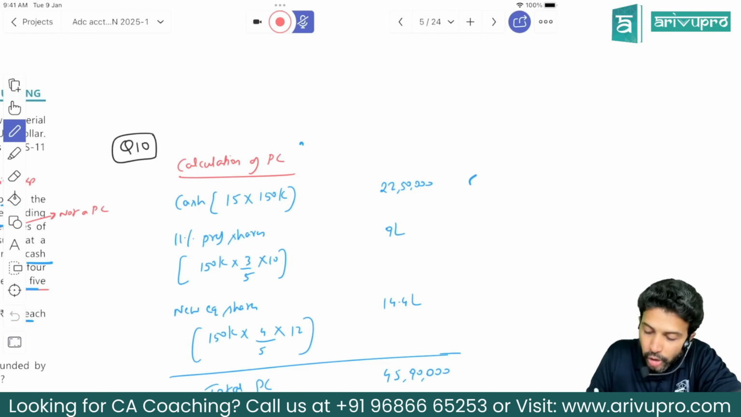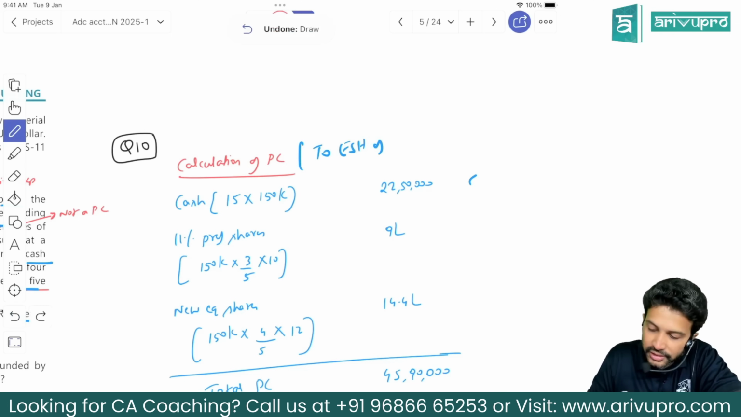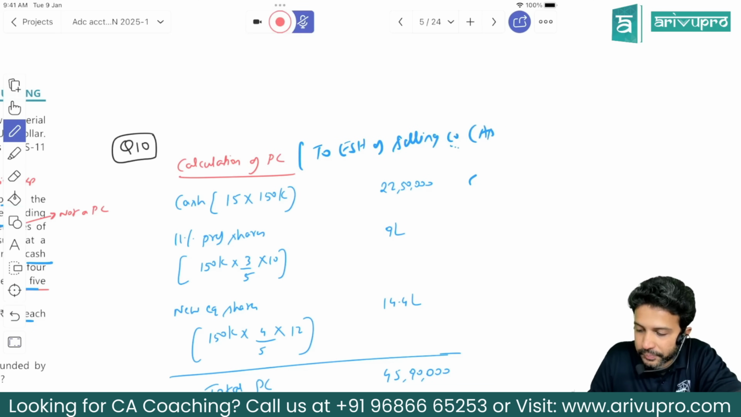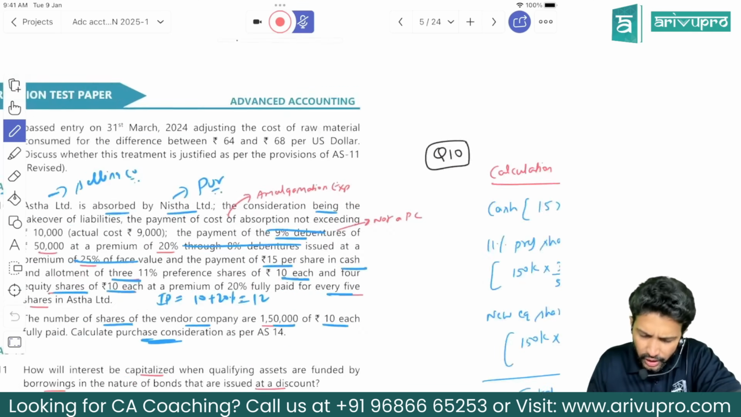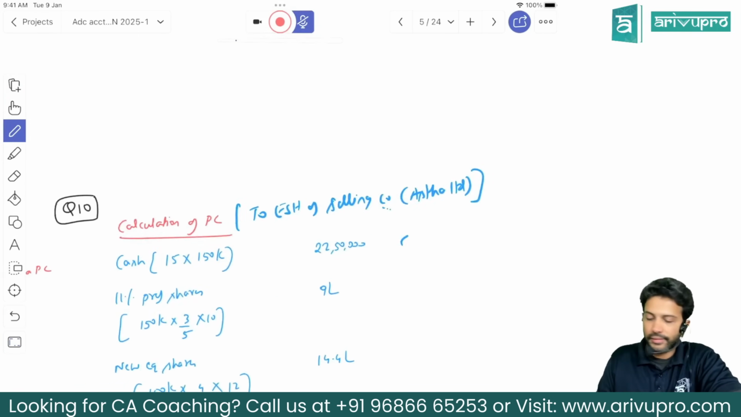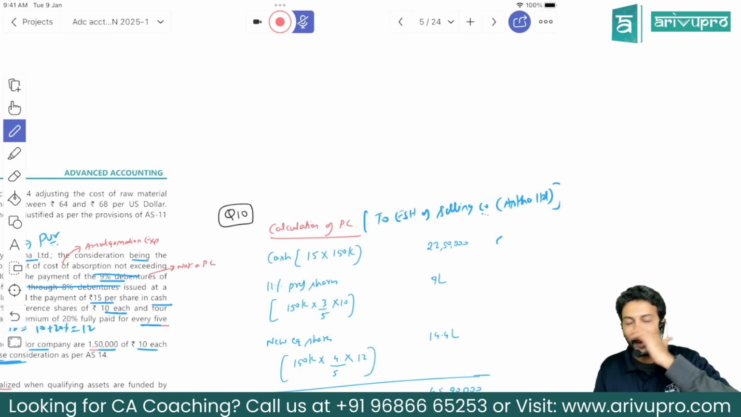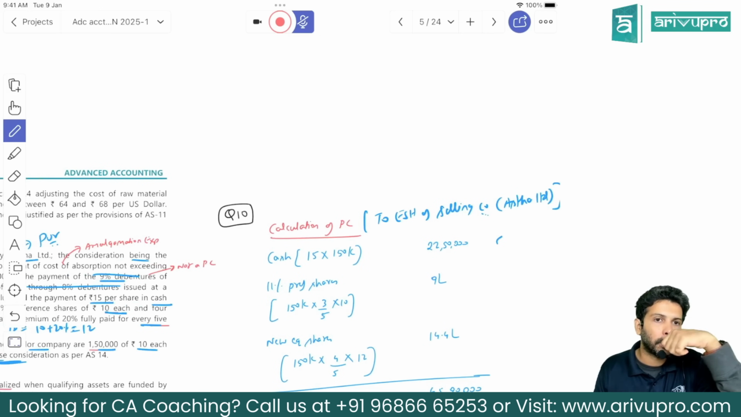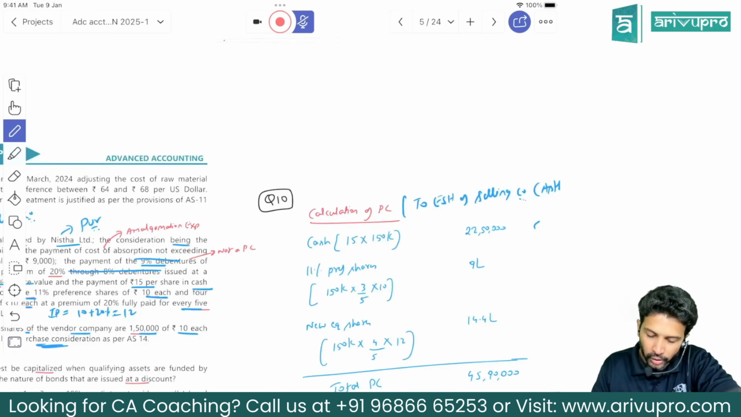To whom? Sir, all this PC is given to whom? To equity shareholders of the selling company. And what is the name of that selling company? Asta, right? That's what we read. Yes, Asta Limited. To Asta Limited's shareholders only we are giving all this. So everything will become part of PC. Any doubt? Any confusion? Can I move on? Alright.